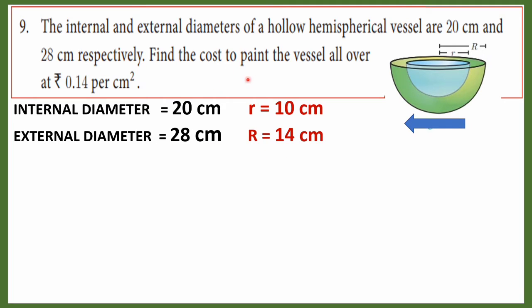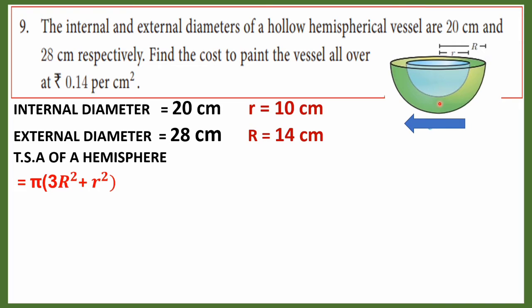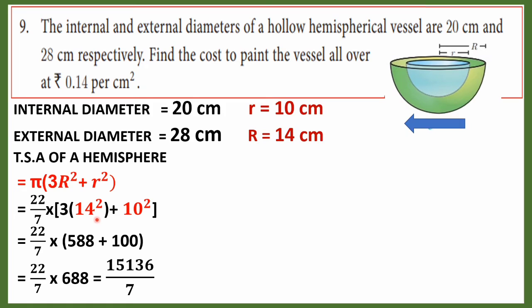What's the question? Find the cost to paint the vessel all over at 14 paise per centimeter square. We need to paint the whole vessel. So we have to find the total surface area of the hemisphere. We know pi into 3R square plus r square. Substitute the values. First take the square of 14 and then multiply it by 3. 22 into 688 by 7.